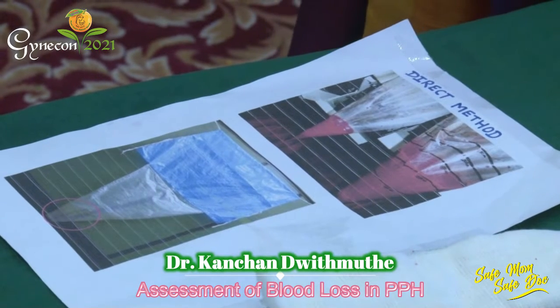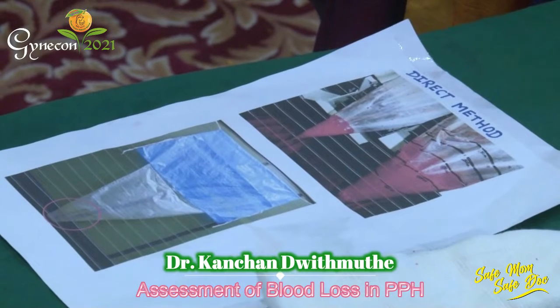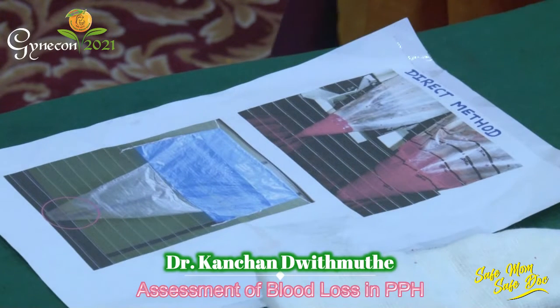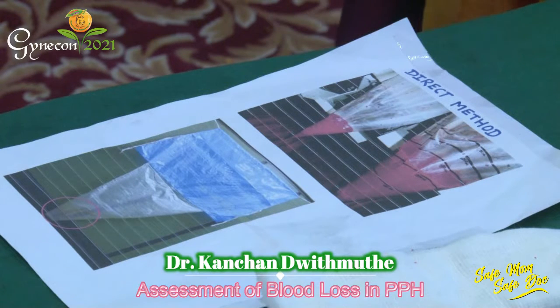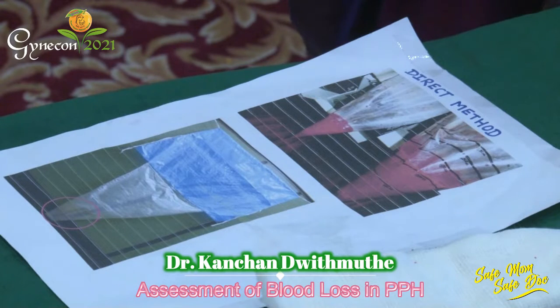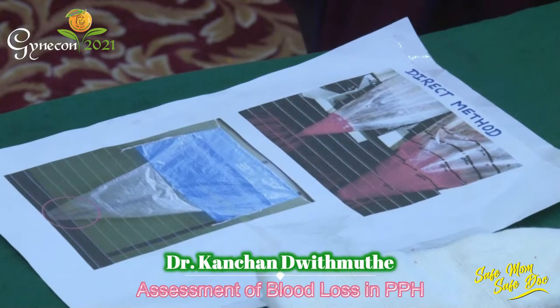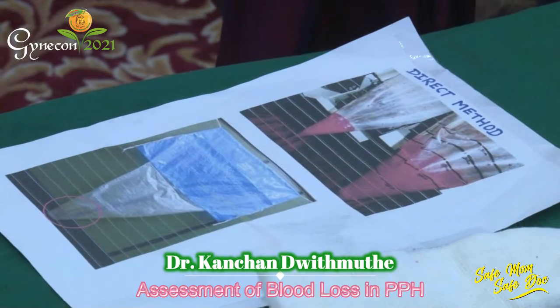Now the conversion factor is 1 ml is equal to 1 gram. So if our dry weight is 25 and the soaked item is 50, then the blood loss will be 25 ml, because the conversion factor is 1 ml equal to 1 gram. So this is known as the gravimetric method. So direct and gravimetric methods are accurate methods to assess the blood loss.